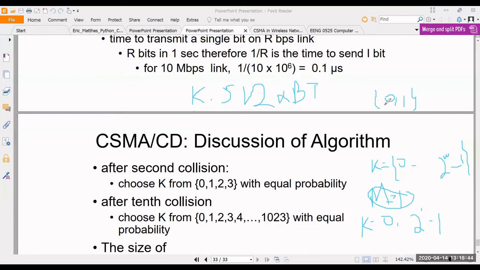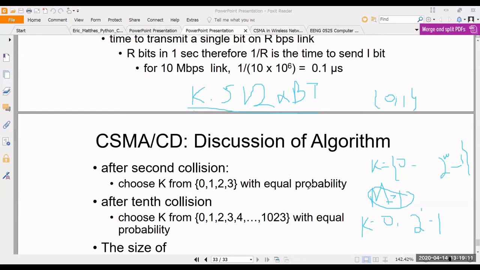And I'm saying K can be 0 or K is 1. If the system picks K to be 0, it means this whole back-off time is just 0. It means immediately we can retransmit. Or if K is 1, it means we can find the exact time that we have, so we can sense again. So that's the first collision.